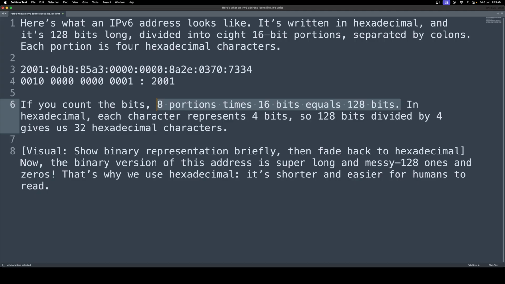Okay. Now the binary version of this address is super long and messy, 128 ones and zeros. That's why we use hexadecimal. It is shorter and easier for humans to read. Still it looks a little bit messy, but hexadecimal is okay. So here only the 2001 representation is like this. If you want to implement this, you will have 32 hexadecimal digits making up the huge 128 bits. So this is the basic understanding of IPv6.